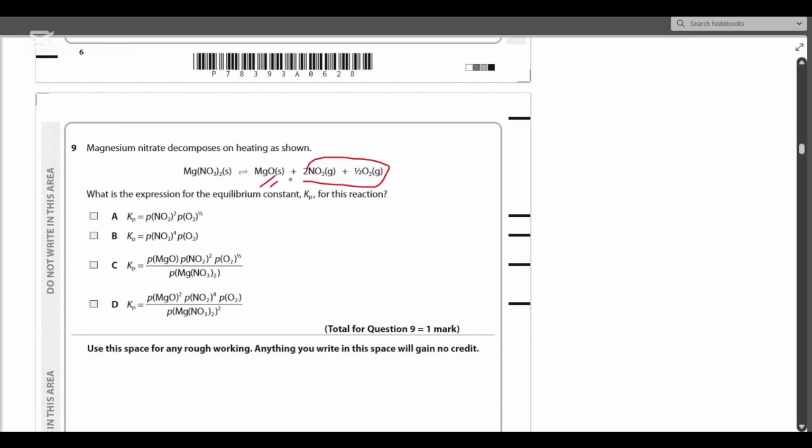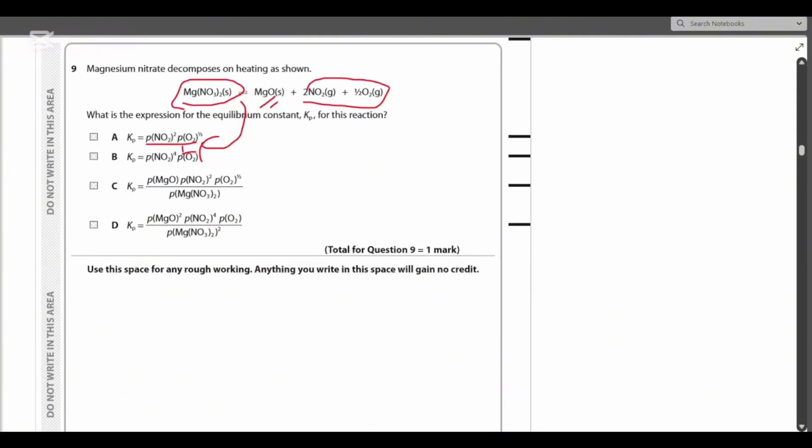In this case we have half O2, so obviously Kp is going to be the partial pressure of NO2 whole square, and the partial pressure of oxygen is going to be to the power half, so that the product of these two divided by 1. Why? Because this is a solid and we don't include solid reactants or even solid products when we find Kp, the equilibrium constant Kp. So our only answer that is logical is A right here.